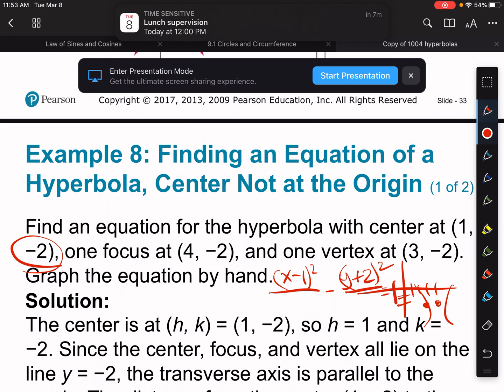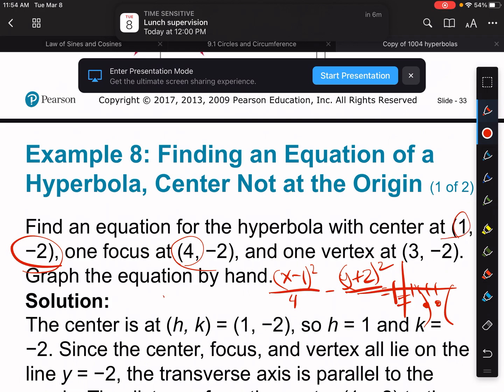Okay, so I've got to figure out what my distances are. My distance from the center to the vertex: here it says center's at 1, negative 2, vertex is at 3, negative 2. That's a difference of 2. So 2 squared is 4. I know that my focus for this thing is going to have a difference of 3, right? So if you look at the focus difference, 4 minus 1 is 3.